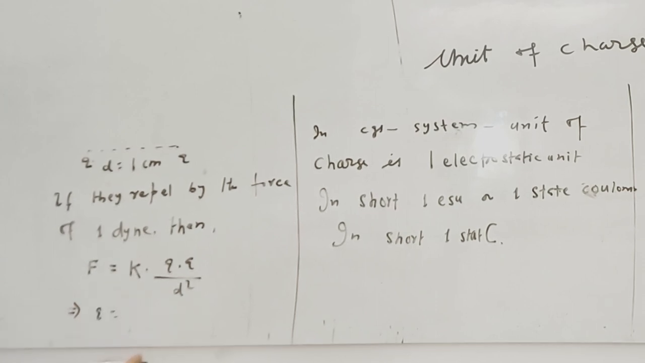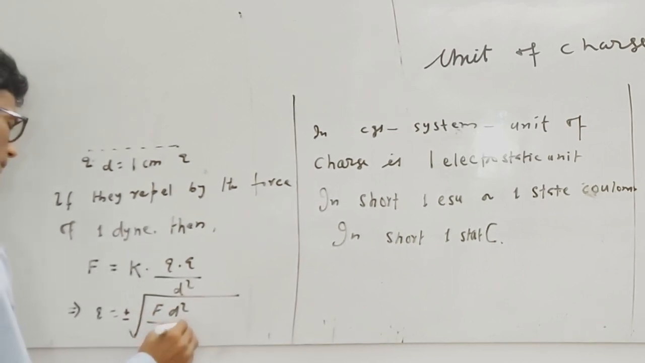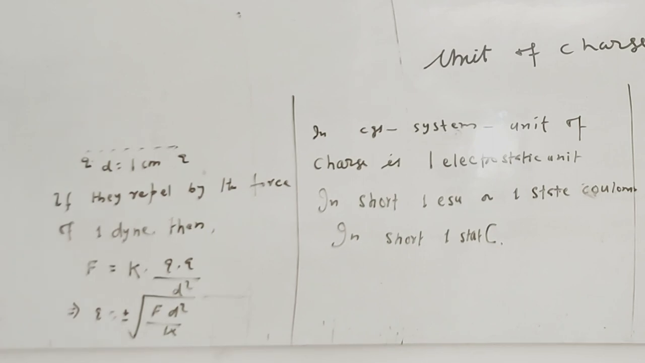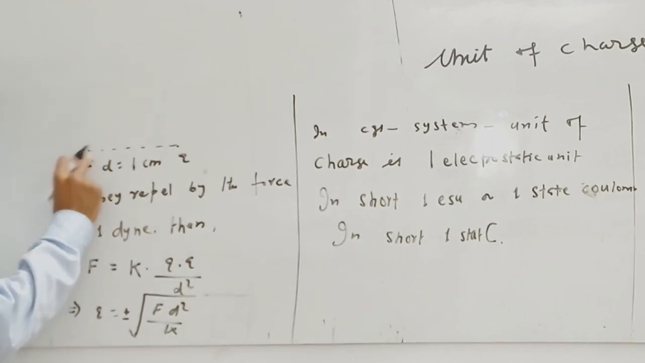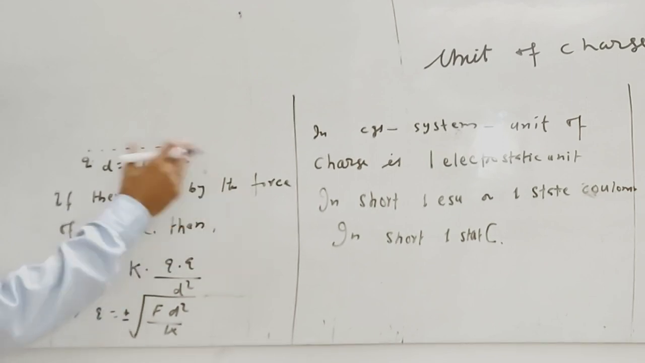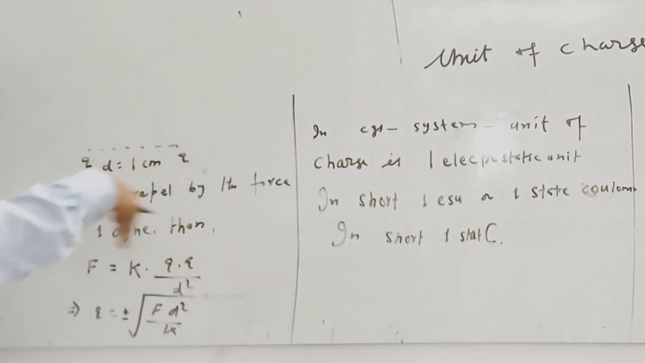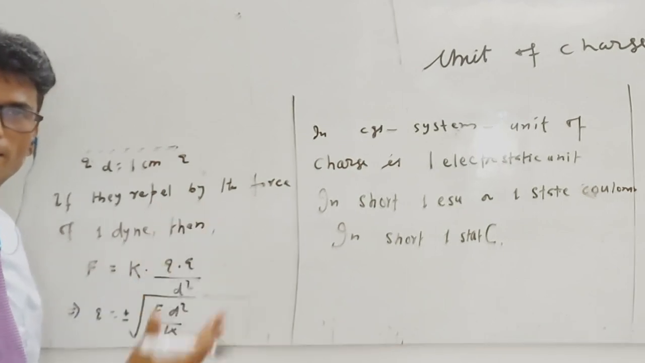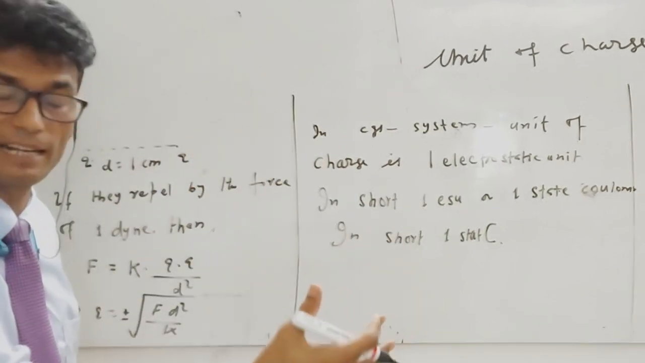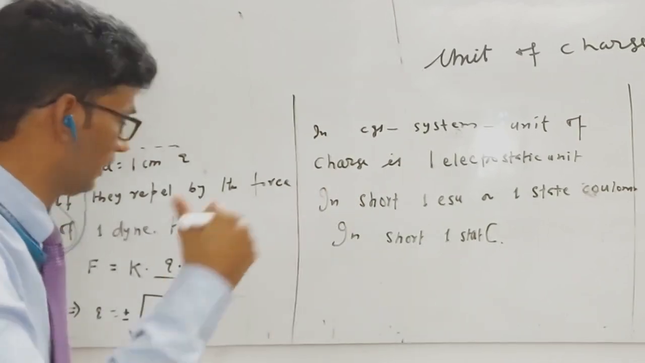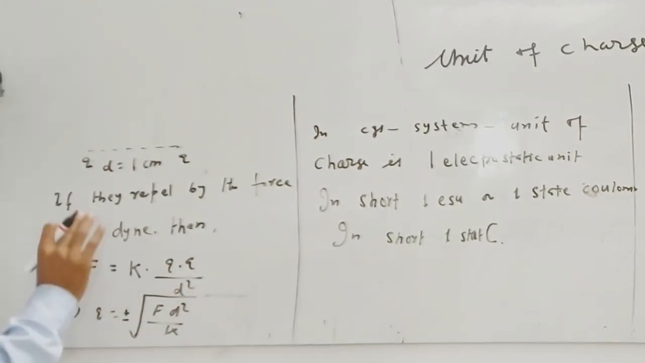Q is equal to plus minus under root F into d square by K. Why plus minus? Because like charges may be of negative nature. You will see, there is a very nice concept: what is negative and what is positive? Why we write negative Q less than 0, why we write Q greater than 0? That is a lot of interest we will see later. So Q is plus minus root of F d square by K.